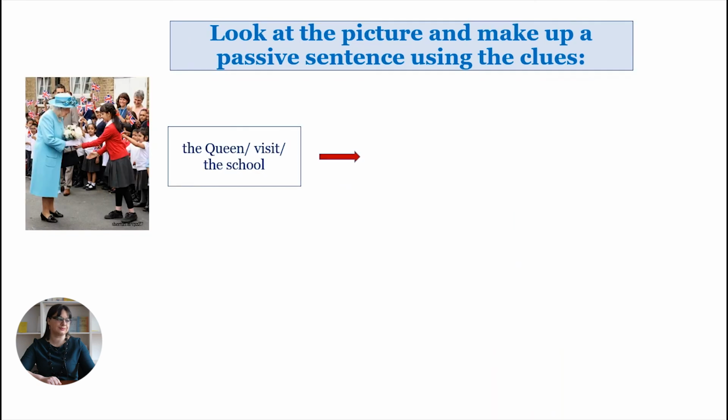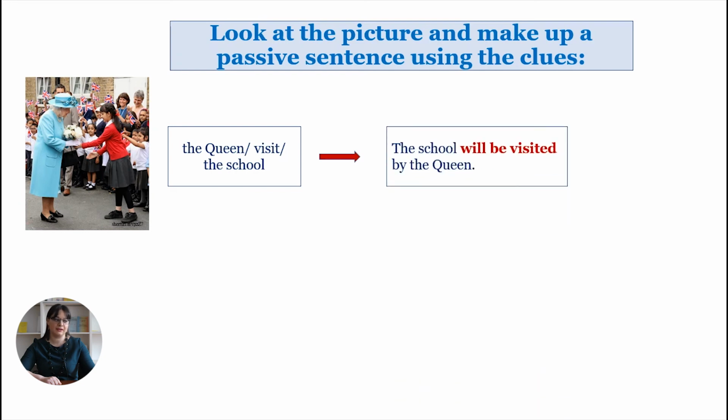Let's go on. The Queen, visit, the school. Think a little and write down. Let's check. The school will be visited by the Queen. In this passive sentence, I have chosen the future simple.